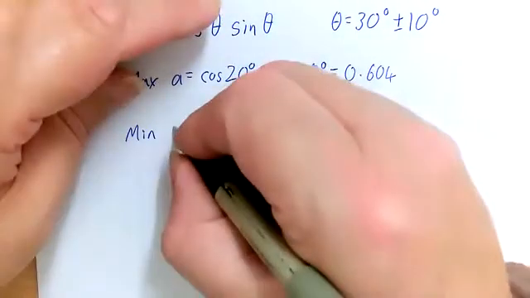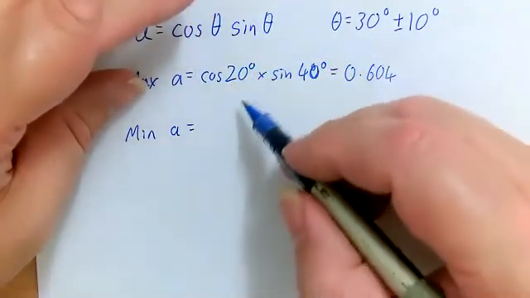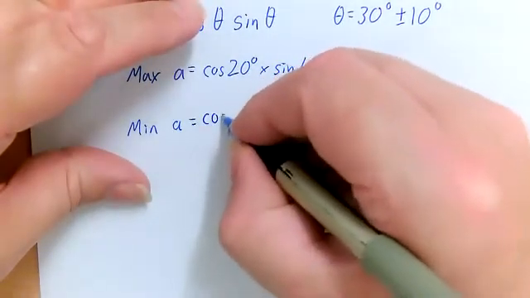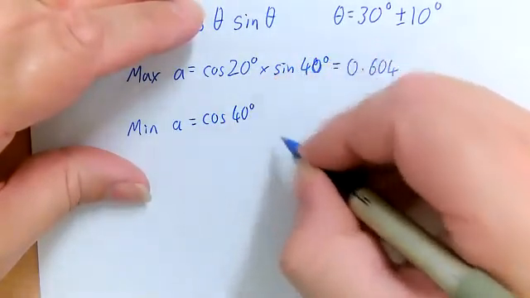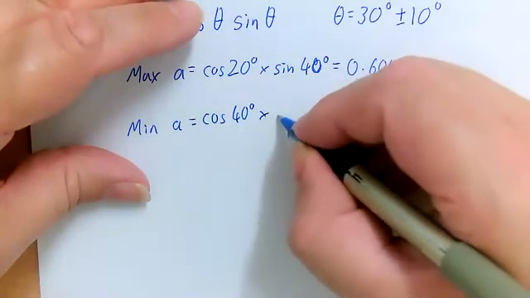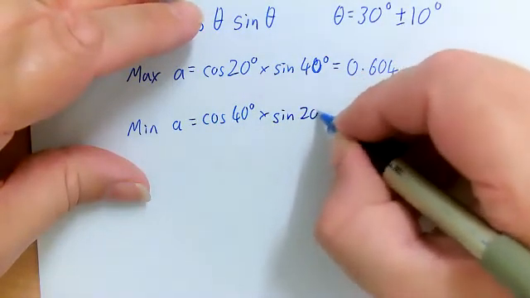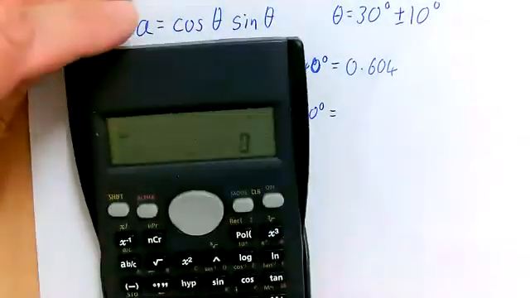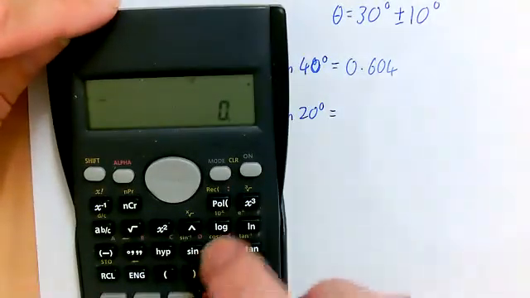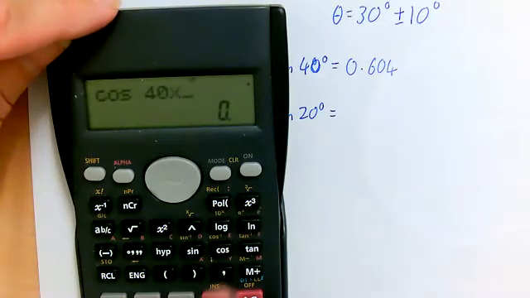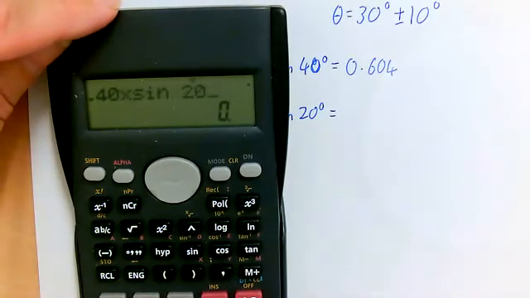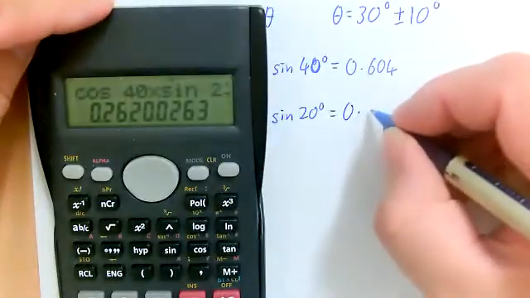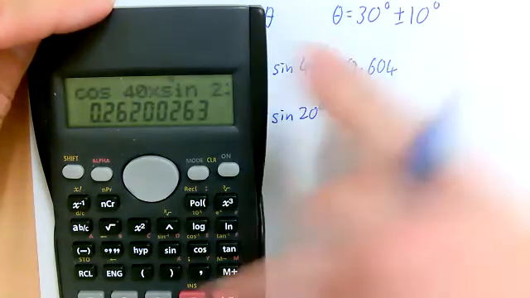My minimum possible value of A, well, the cosine of the angle's got to be as small as possible, so the angle has to be as big as possible. So this would be the cosine of 40 degrees, which is smaller, multiplied by the sine of 20 degrees. So I work out my minimum value. Cosine of 40 multiplied by the sine of 20 gives me 0.262.